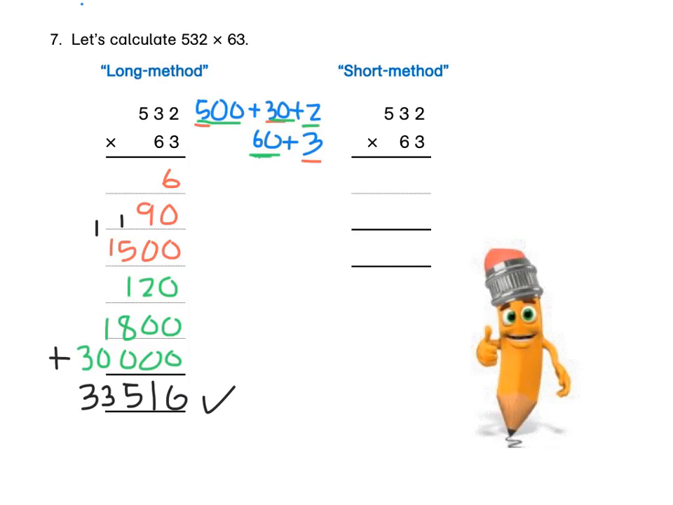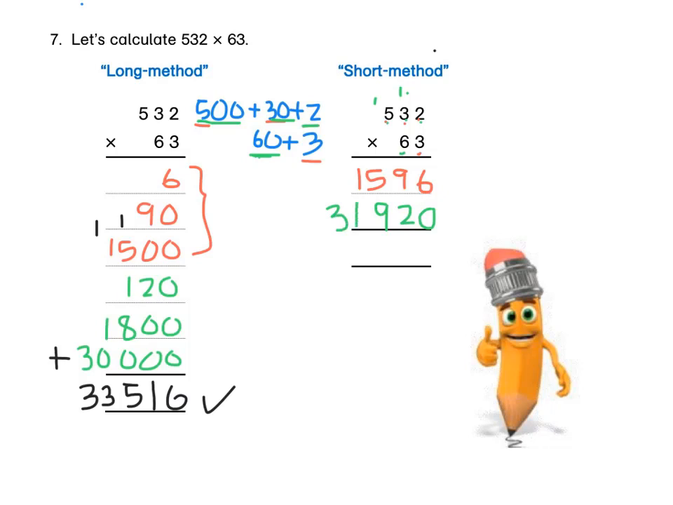Now let's do the short method. We're going to do the first step in red again. 3 times 2 is 6, 3 times 3 is 9, 3 times 5 is 15. So that was these first 3 steps. Now we move on. We're going to multiply 532 by 60. So we first multiply by 10, then we multiply by 6. 6 times 2 is 12. 6 times 3 is 18, plus 1 is 19. 6 times 5 is 30, plus 1 is 31.